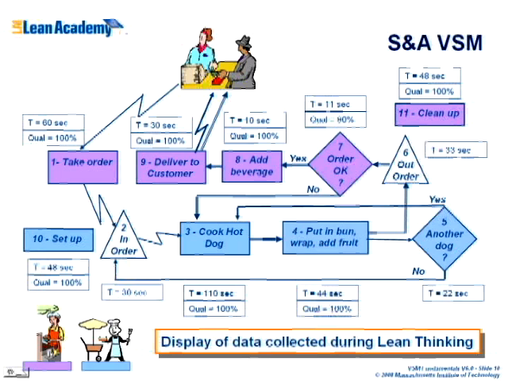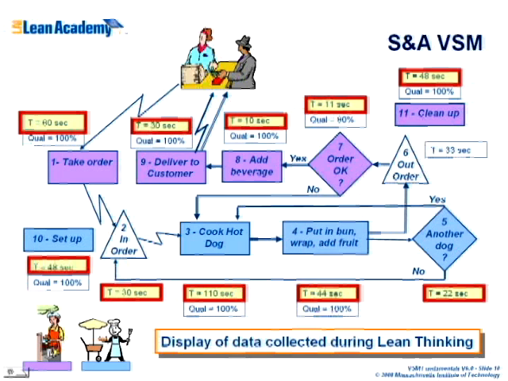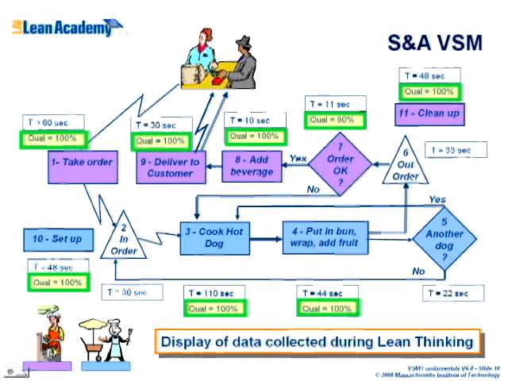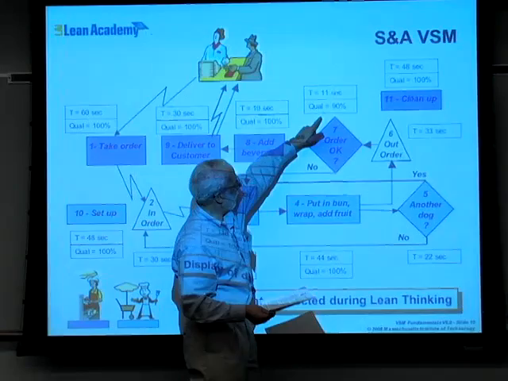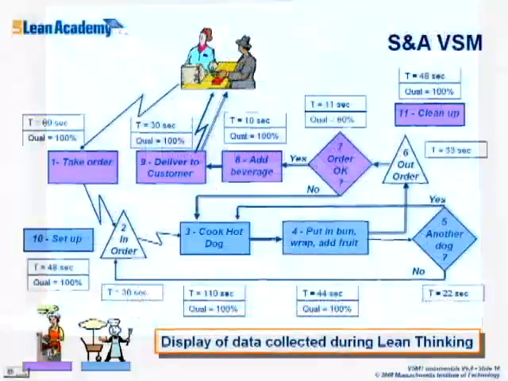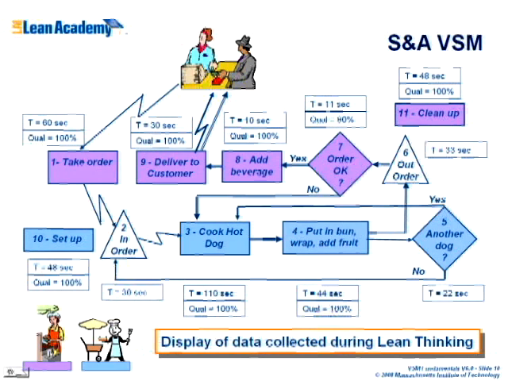Now, I've taken the data that's on here, the cycle time data, and just put it next to each of the boxes on the process map. And then the quality, we've also captured quality data, and so we have 10% rejects on this, but otherwise we're okay. Okay, so that's the kind of data you might see showing up on a value stream map.